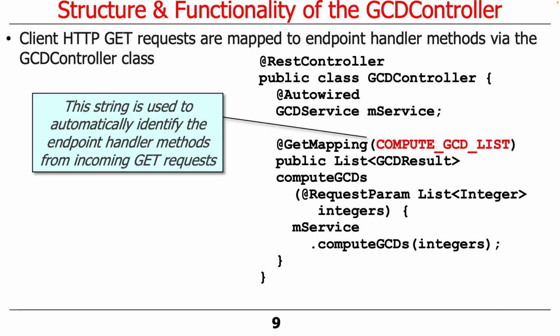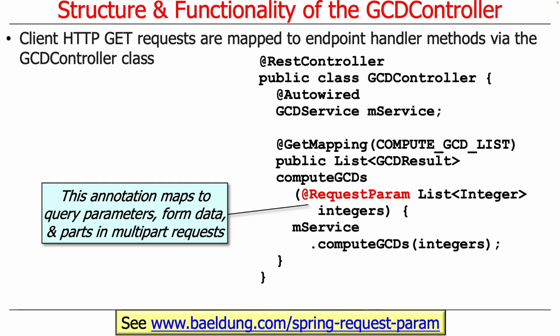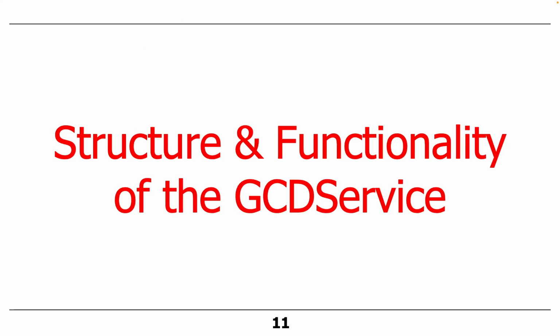Here's the route name. And then we have the request param annotation because we're passing this as a list. If we don't put that in there, then the code won't know how to take what's coming over in a URL and decode it and turn it into a call to this list parameter.